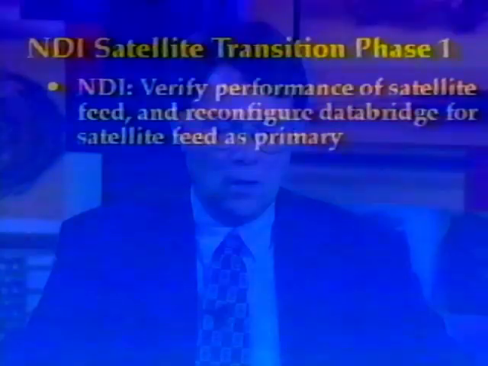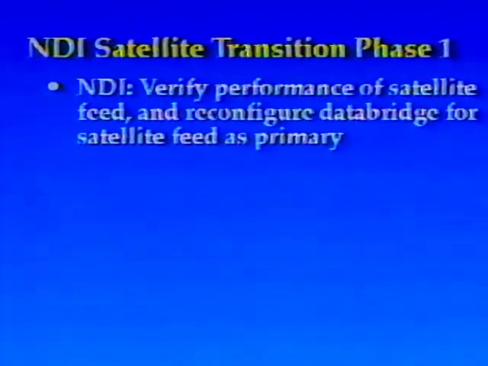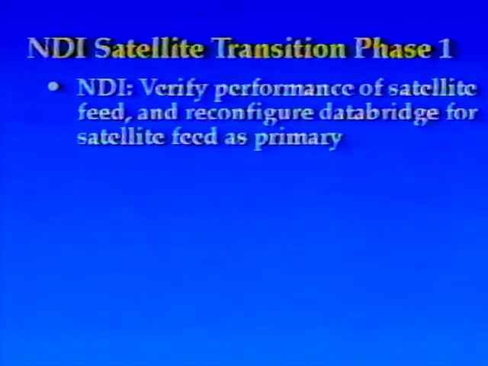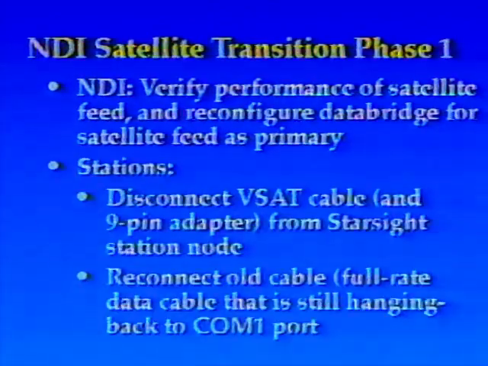After the satellite receivers are retuned, we will verify the performance of the satellite feed by dialing into the data bridge, doing some checking of the data quality, and then reconfiguring the data bridge for the satellite feed as the primary means of delivery. Once that's verified, we'll coordinate with the stations to do the transition to the Starsight station node.